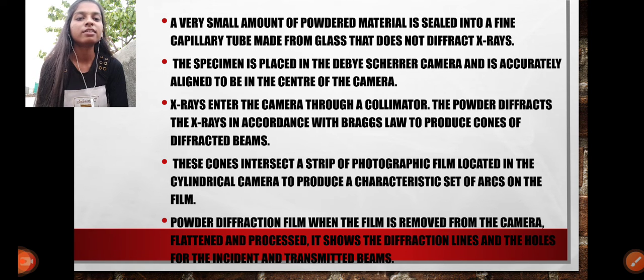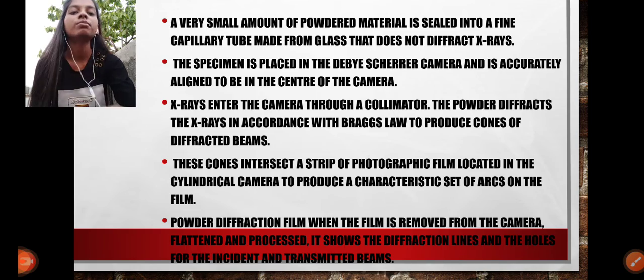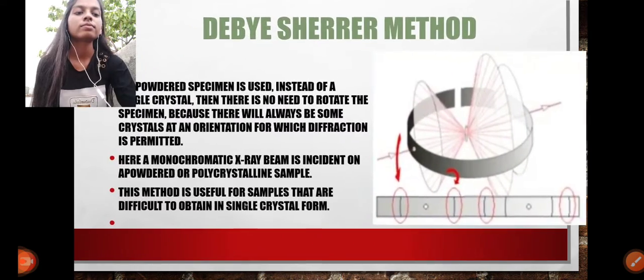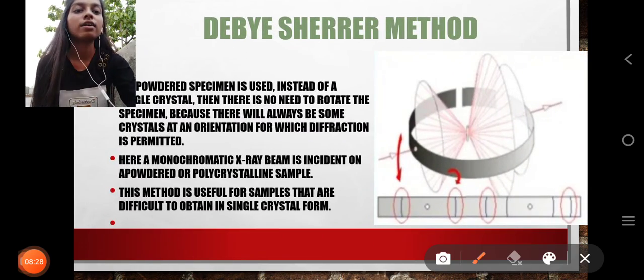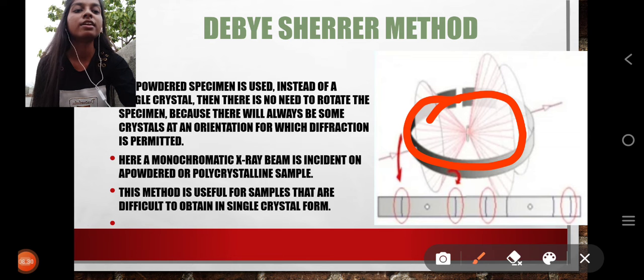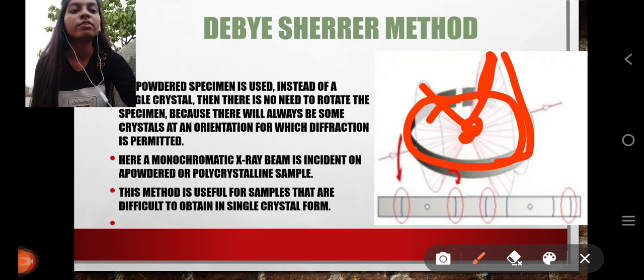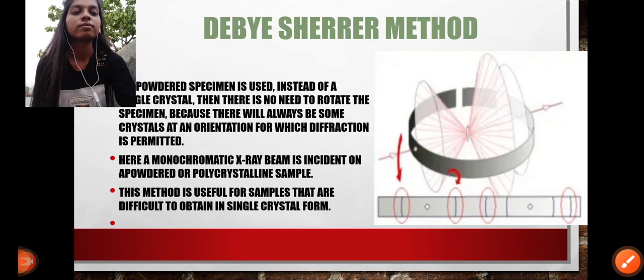The X-rays enter into the camera through a collimator. The powder diffracts the X-rays in accordance with Bragg's law to produce cones of the different diffracted beams. This is the camera and there is the capillary in which the material is present, and this is the incident light and it is the diffracted light, which forms cones of diffracted light.